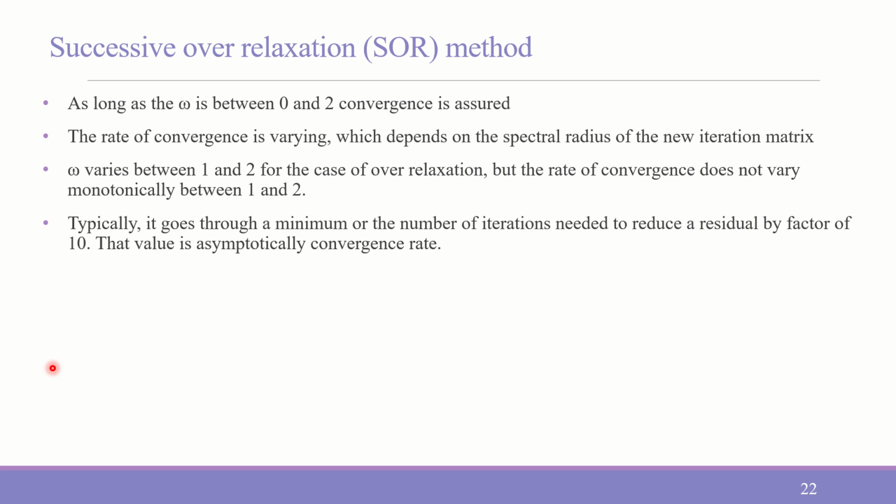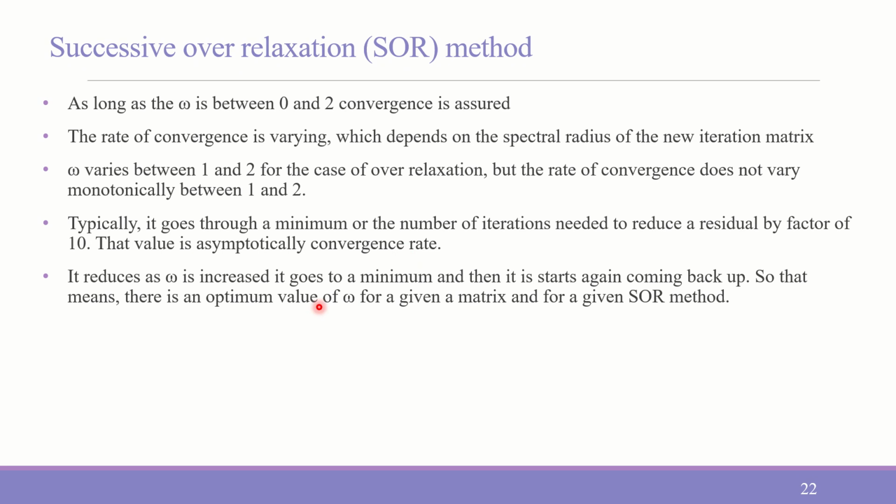So the rate of convergence does not vary monotonically between 1 and 2 as well. Typically, it goes through a minimum of the number of iterations needed to reduce a residual by a factor of 10. That value is the asymptotic convergence rate. It reduces as omega increases, it goes to a minimum and then it starts coming back up.